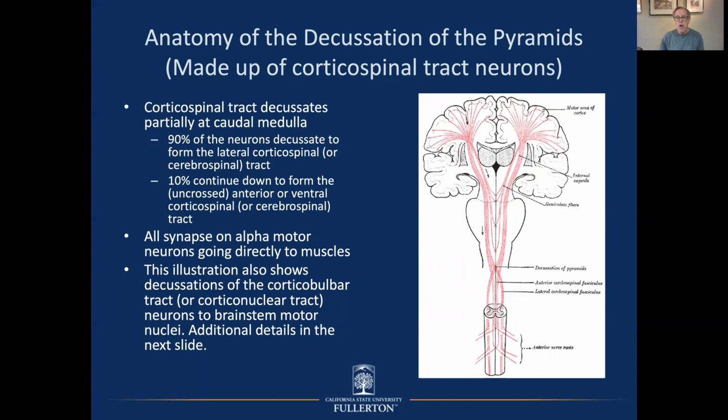And then the cortical bulbar tract, which is right in there with the cortical spinal, decussates at all different levels where these upper motor neurons are going to synapse with a lower motor neuron, such as, for example, the facial nucleus, which is going to go out and innervate muscles of facial expression, etc.